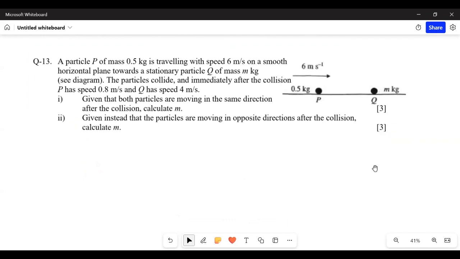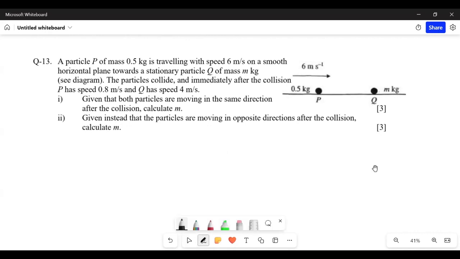Particle P of mass 0.5 kg is traveling with a speed of 6 meters per second on a smooth horizontal plane towards a stationary particle Q of mass m. The particles collide, and immediately after the collision, P has a speed of 0.8 and Q has a speed of 4. Given that both particles are moving in the same direction after collision, find m.